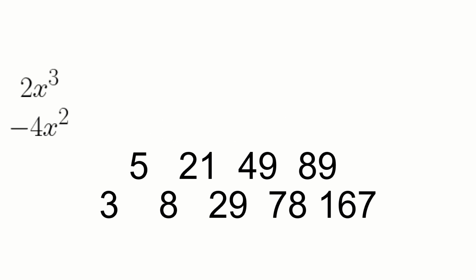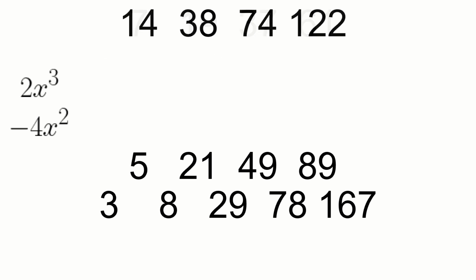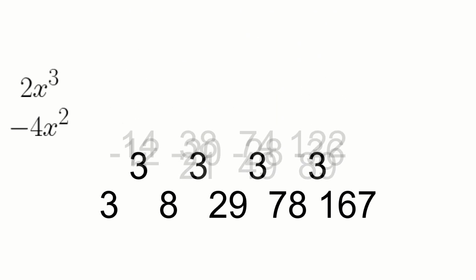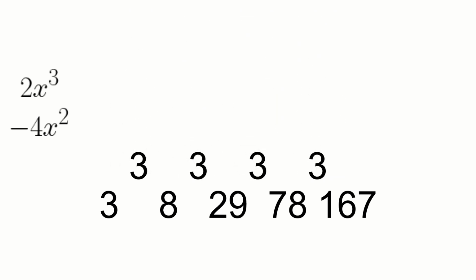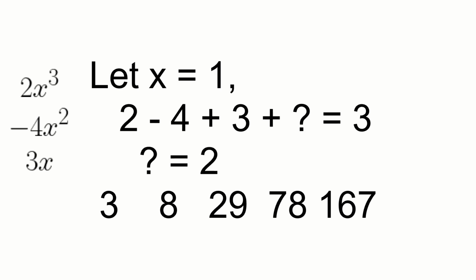For the first derivatives, I'll pull 7, 19, 37, and 61 from x cubed and double them, then take 3, 5, 7, 9 and multiply by negative 4, and then subtract these from the original first derivative to get a constant stream of 3's, the coefficient we want for x. And now we have every coefficient except the last one, and to shortcut it, we can plug any number in and calculate that term to get the constant should be 2.